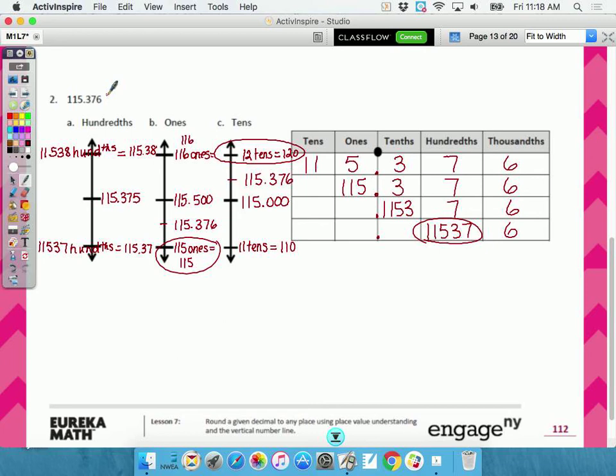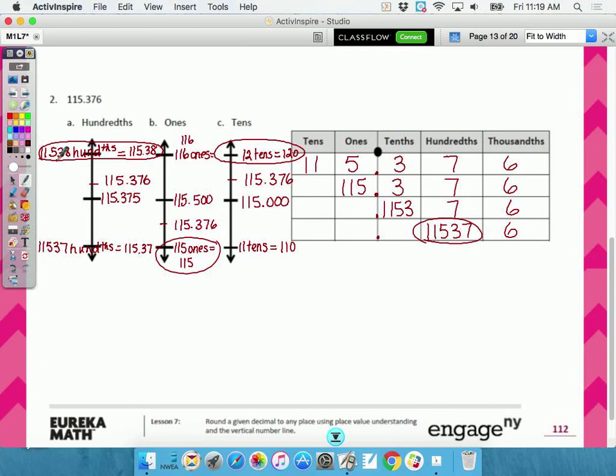Aubrey, is 376 above or below 375? Above. By 1. By 1 what? By 1 thousandth. It's above by 1 thousandth. So this number rounds to 115 and 38 hundredths.